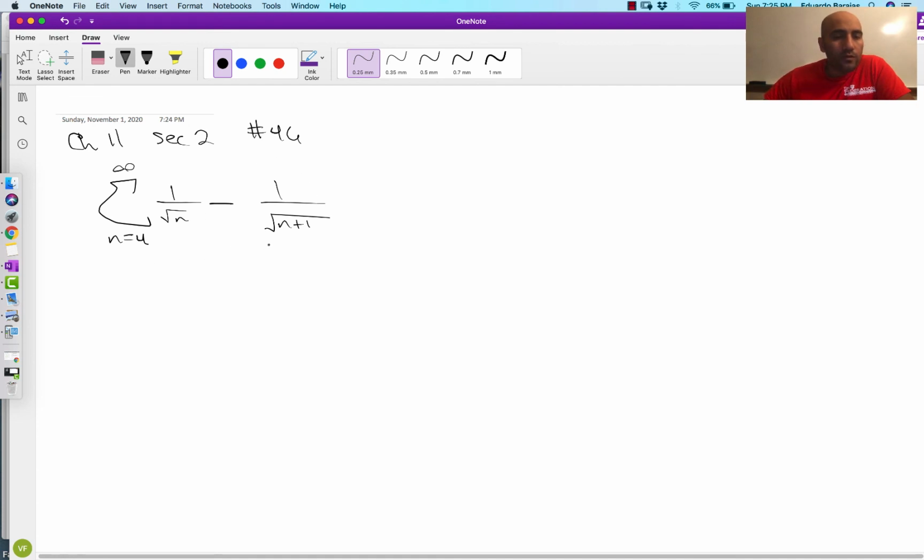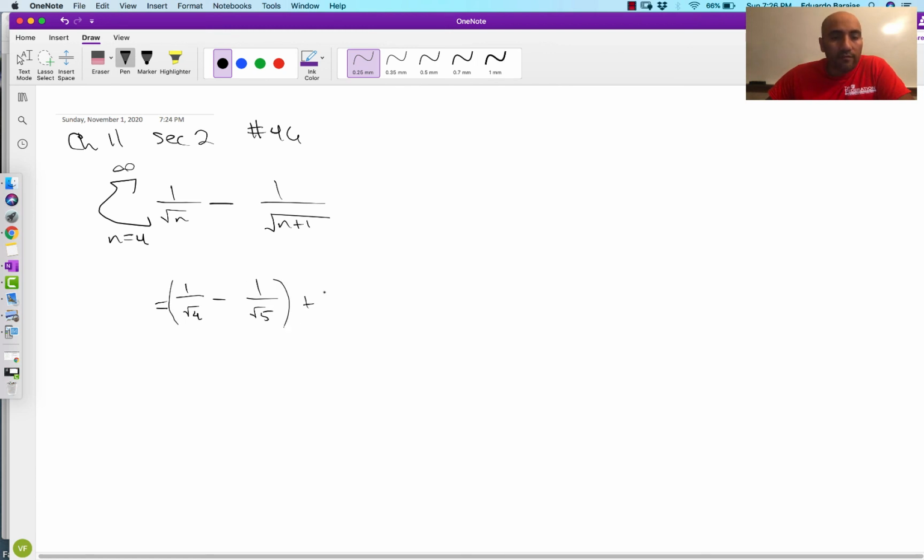Okay, so if we just start expanding this out, we will see that a bunch of stuff cancels out. That's what telescoping series are. So if we start by letting n equal 4, we're going to get 1 over root 4 minus 1 over root 5. That's the first term. And then we get a plus. So these are the first when n equals 4.